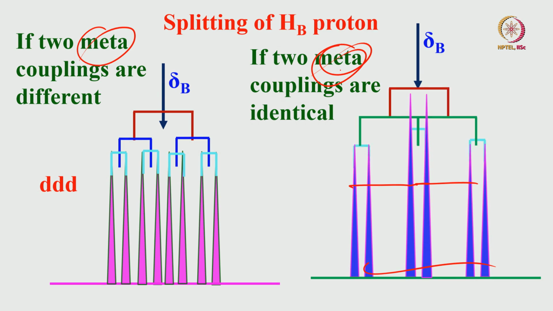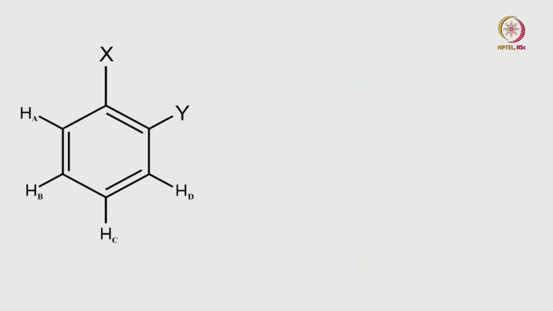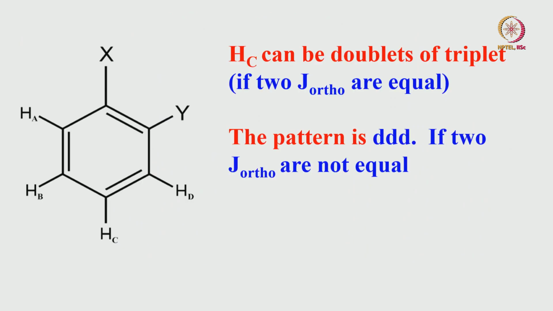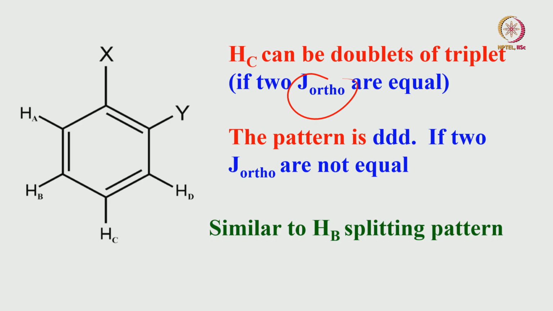This is how we are going to get it, a triplet of doublets. What about proton C? Again the same. If the J ortho values are equal, it is going to be a triplet of doublets. If the J orthos are different, then it is going to be DDD, similar to HB. Here also, it can have these two ortho couplings. If they are identical, it will be a triplet, and because of the meta coupling, a triplet of doublets. If they are all different, it is going to be DDD, an 8-line pattern.